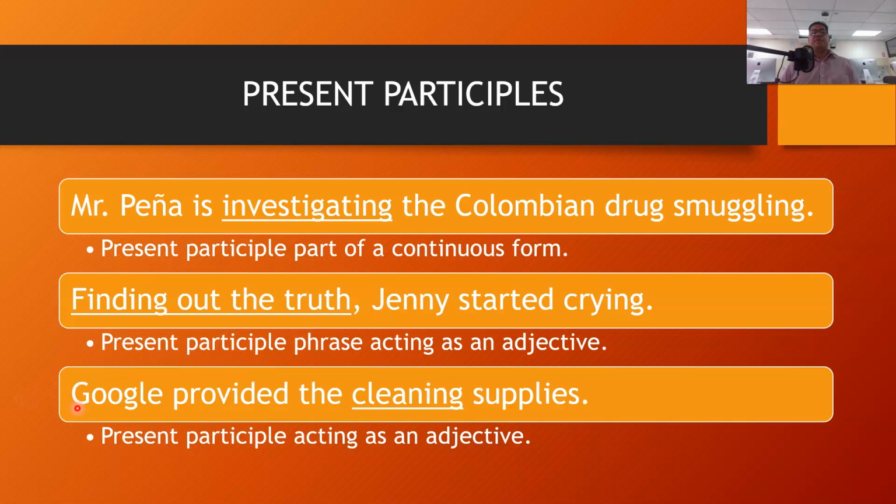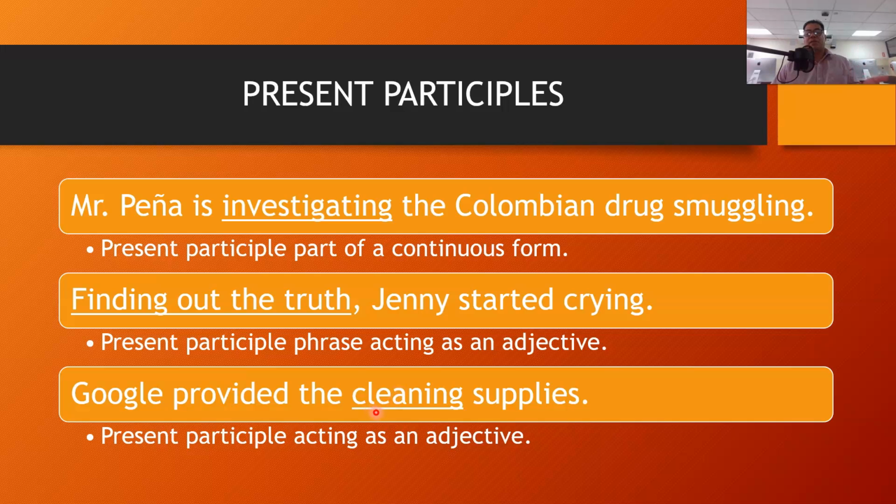One last example. Google provided the cleaning supplies. Google dio los suministros de limpieza. Google proveyó los suministros de limpieza. Now, I have this cleaning word over here, this ing, and I want you to see what I told you. Normally, the ente is the meaning that I assign to adjectives, but in here, I cannot assign limpiante, los suministros de limpiante, los suministros limpiantes, no.